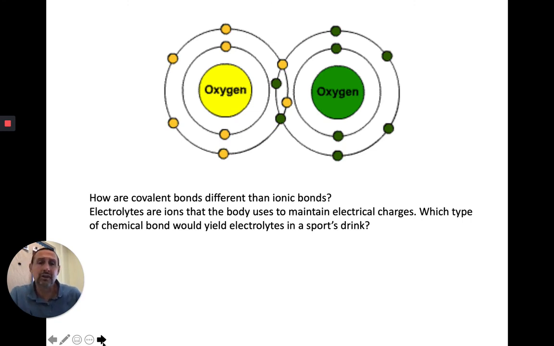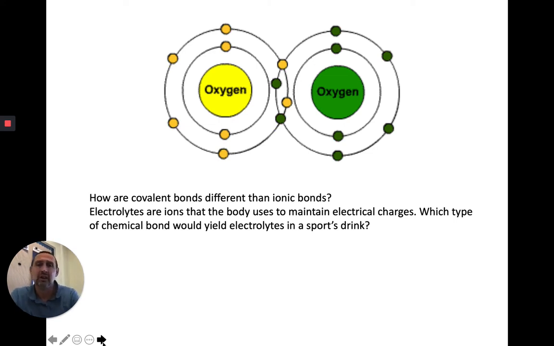Here are 2 oxygen atoms that have formed a chemical bond. Again, they're trying to get 8 electrons in their outer energy level. That makes that atom stable. These 2 oxygen atoms are sharing their electrons. They're not giving or taking them, they're sharing them, which is called a covalent bond. So co just means share, like cooperate.